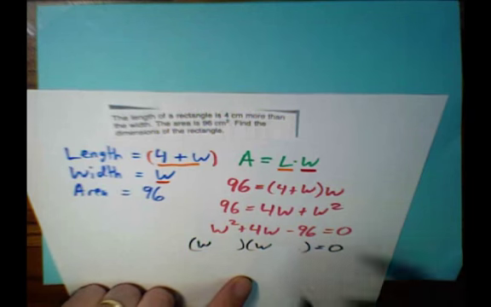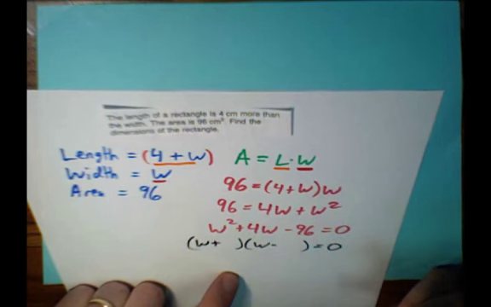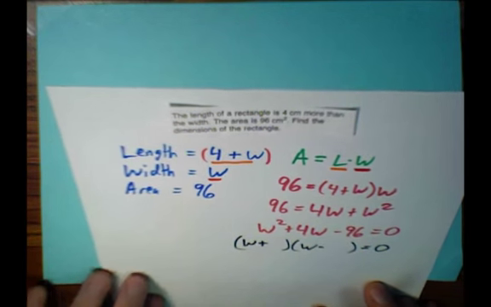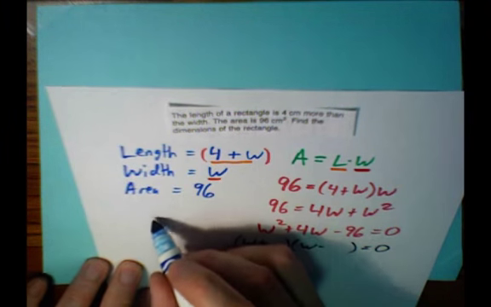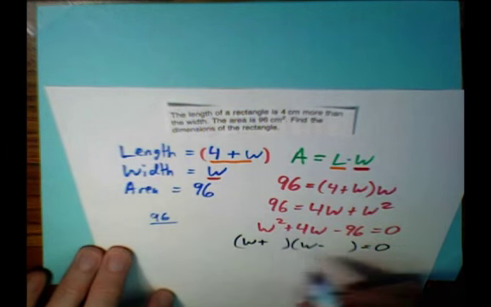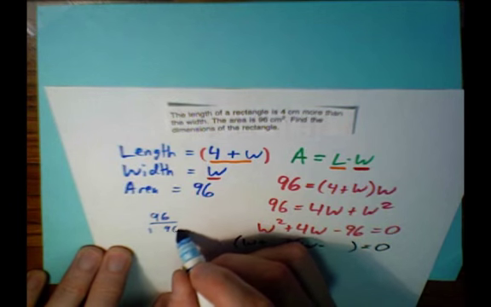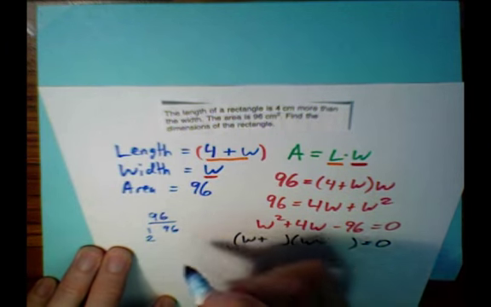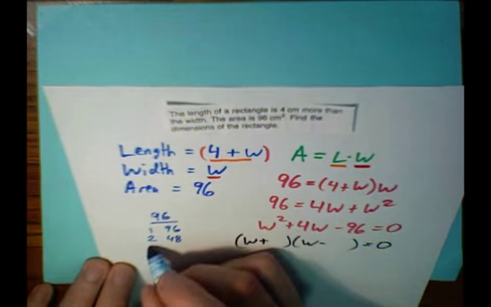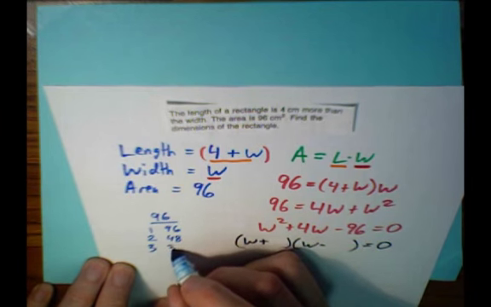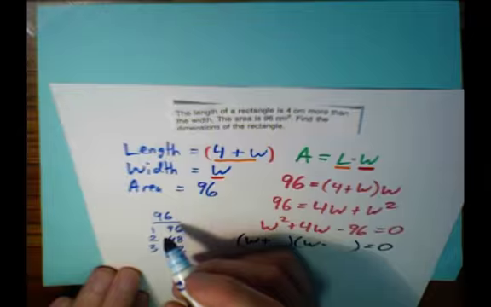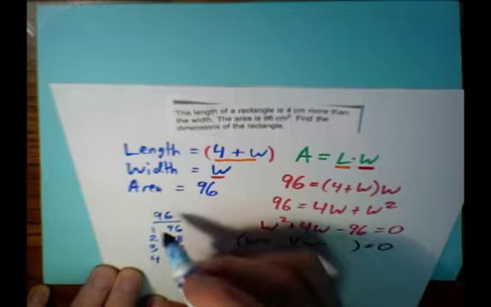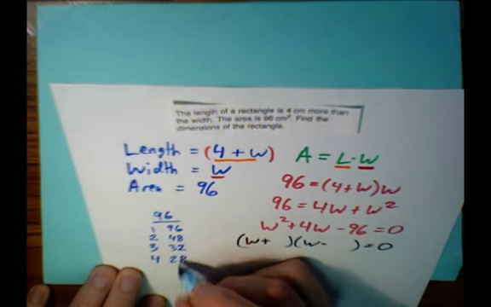The product is negative 96. So we're going to have a positive value and a negative value. And the sum is a positive 4. So the positive value is going to be slightly bigger. So let's factor 96, just to see what pairs of numbers we're going to have. Obviously it's 1 times 96. 2 times, well, half of 96 is 48. 3 goes into 96 32 times. 4 goes into 96, doing long division in my head, 24 times.